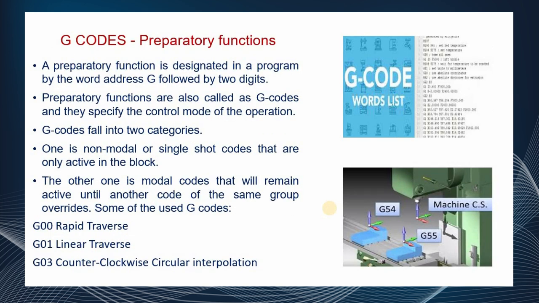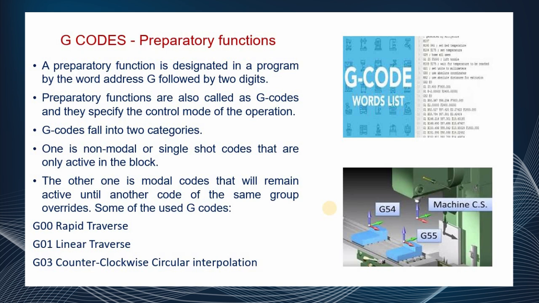Another important topic in computer part programming includes two main codes: G codes and M codes. G stands for preparatory functions. A preparatory function is designated in a program by the address word G followed by two digits. Preparatory functions, also called G codes, specify the control mode of operations.